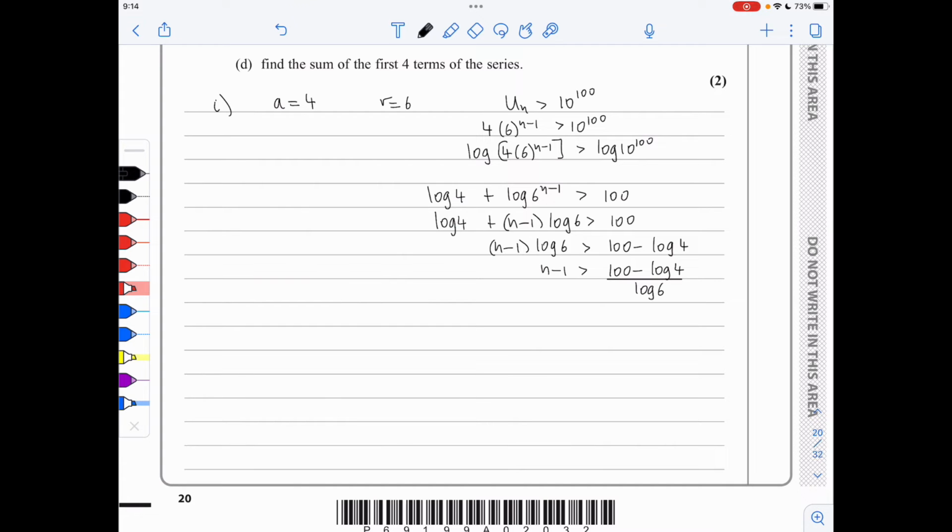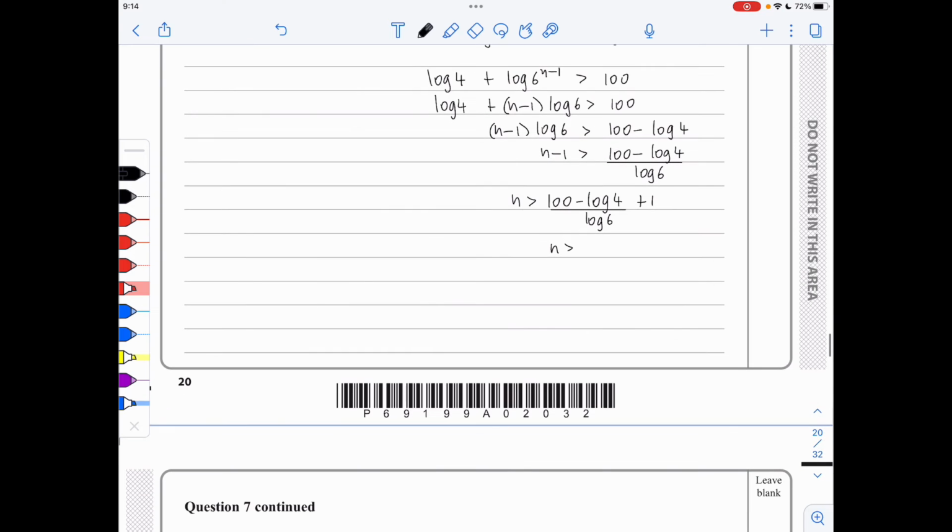And therefore n is greater than (100 minus log 4) over log 6, plus 1, which means that n is greater than, if you put it on the calculator, 128.736. Bearing in mind that n has to be an integer, we conclude that the first solution will be 129.